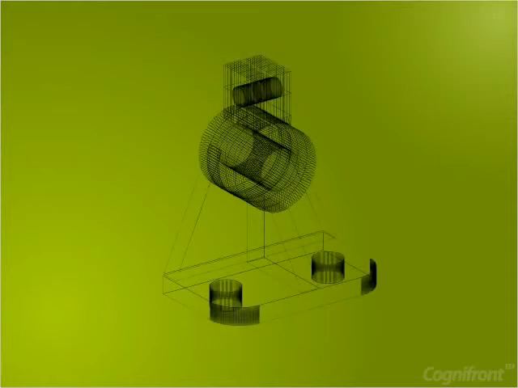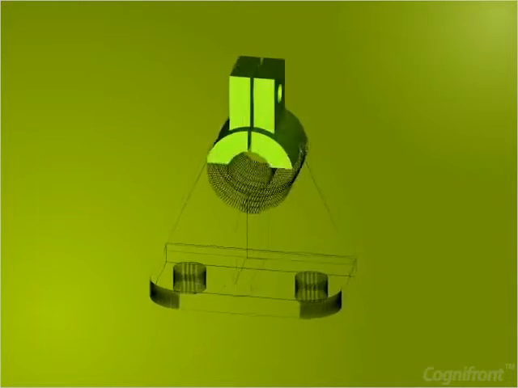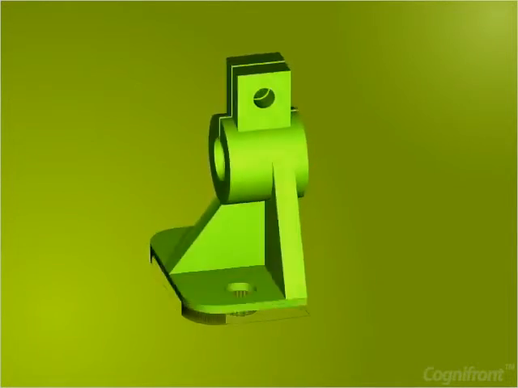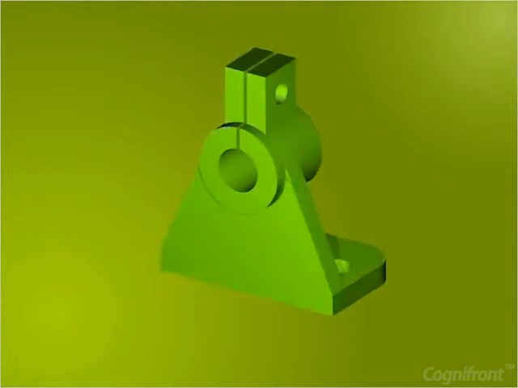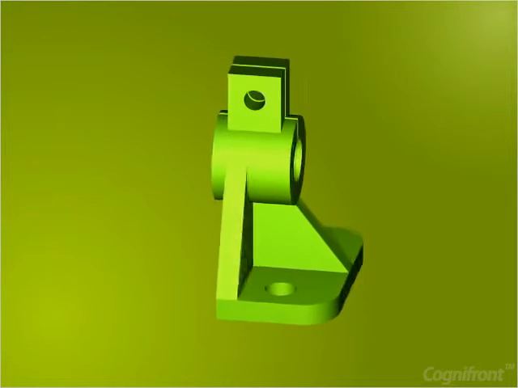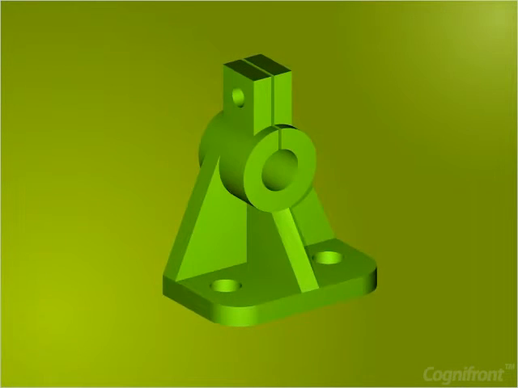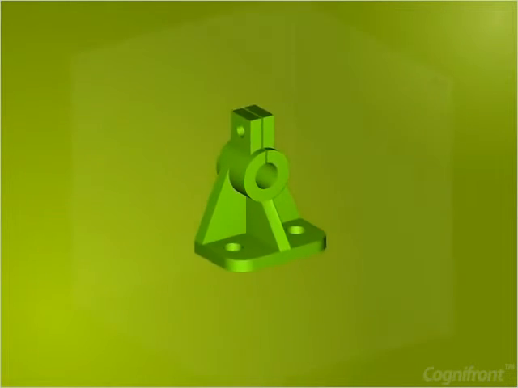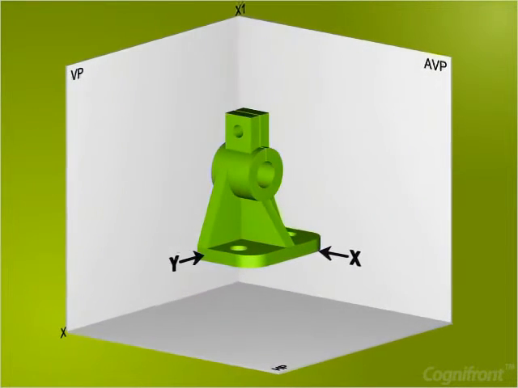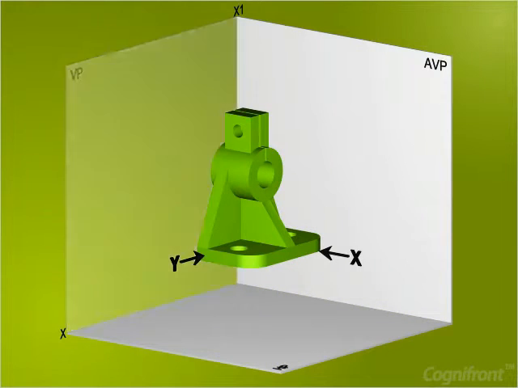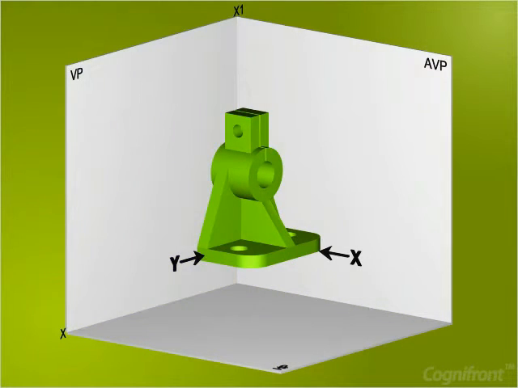Dear students, welcome back. So now we will crack another problem in engineering drawing. The problem is to generate three views of this bracket object. As you can see, the object is placed at the intersection of three planes: a horizontal plane HP, a vertical plane VP, and a profile plane AVP.